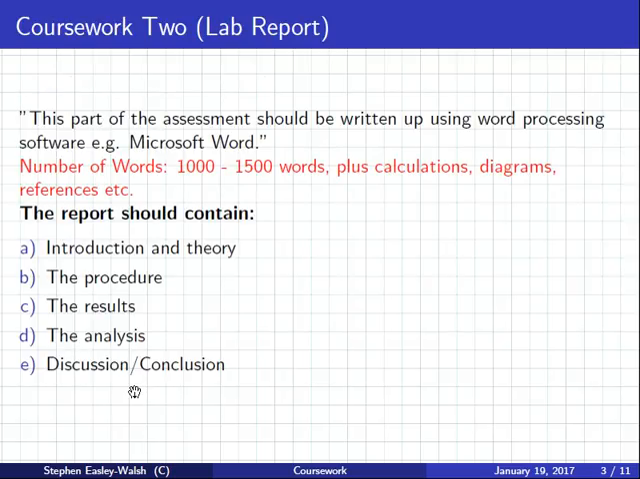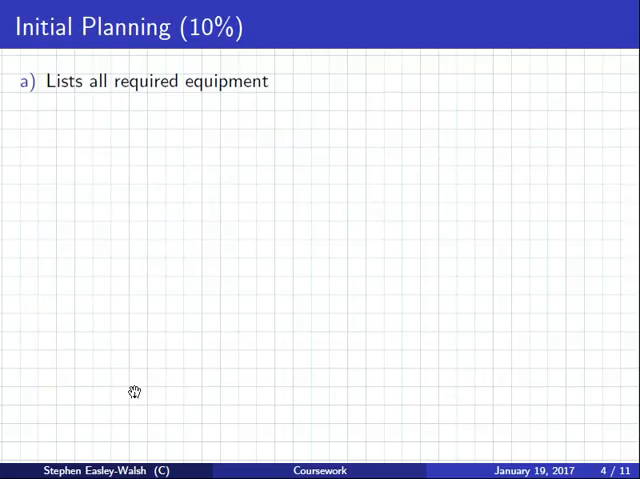Can you explain to me what is the discussion and conclusion? I think there might be slides on each of these we can look at when we get to them. So the first thing I want to talk about is the introduction and theory. That's 10% of the mark. So you need to list all the equipment, obviously.